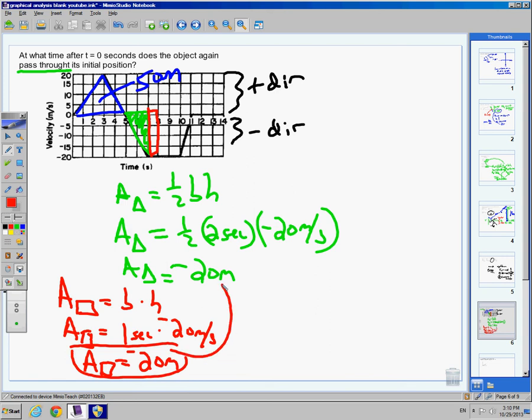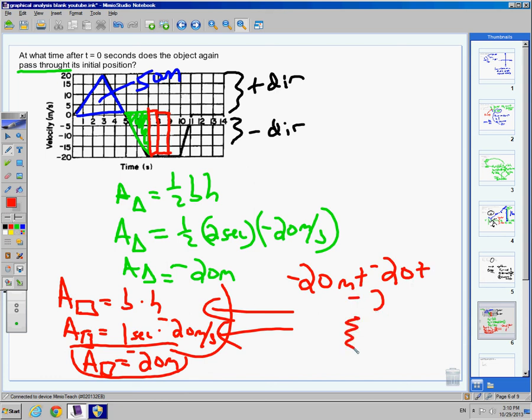I'm so close to 50. So I'm going to go one more. And I'm not going to do the math again because the math is all right here. It gives me another negative 20. So negative 20 meters plus negative 20 plus negative 20 meters again gives me negative 60 meters.